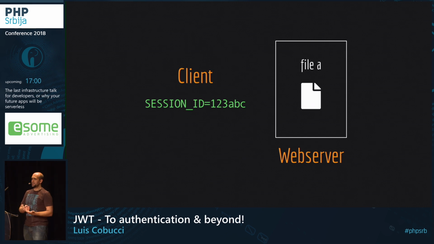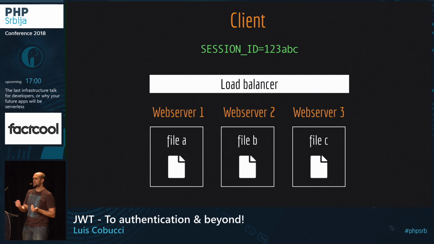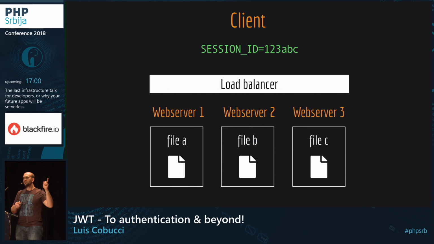This is very simple when you have just one web server. But when you have a load balancer in front of many different web servers, this gets a bit more tricky, because the load balancer will probably do a round robin, which means the first request goes to the first web server, then the second goes to the second, and so it goes.